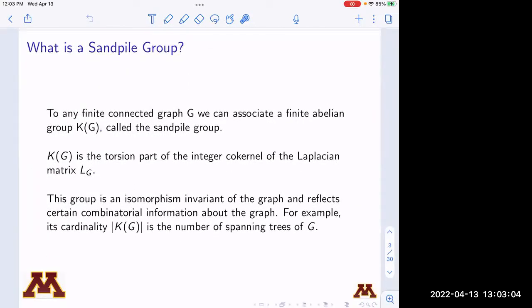So you're probably wondering, what is a sandpile group? To any finite connected graph G, we can associate a finite abelian group called the sandpile group. The sandpile group is the torsion portion of the integer co-kernel of the Laplacian matrix. And this group is an isomorphism invariant of the graph, and it reflects certain combinatorial information about the graph. For example, the cardinality of the sandpile group is the number of spanning trees of the graph.